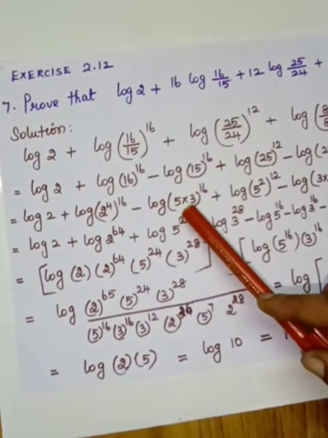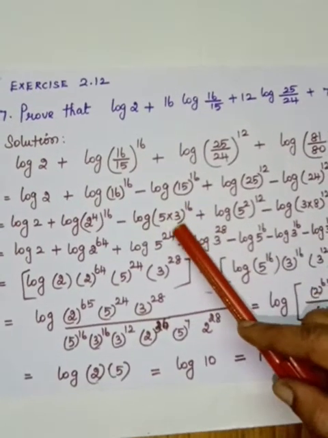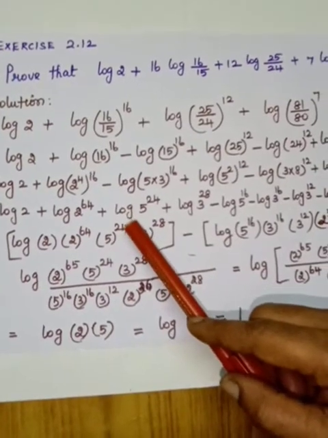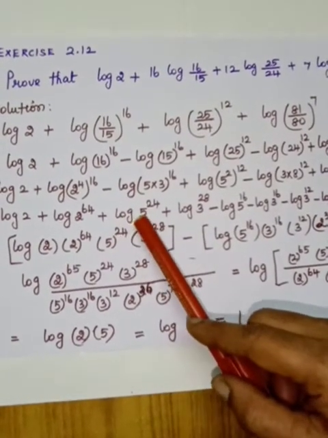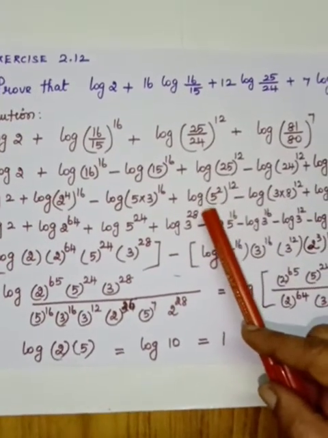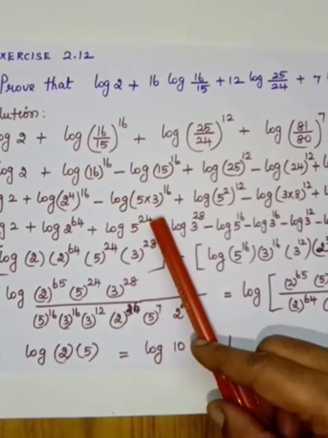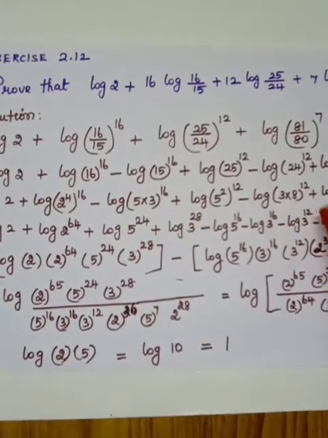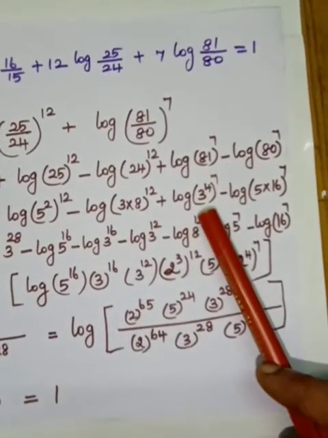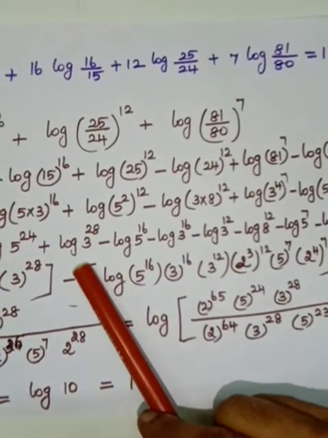Okay, so this 5 into 3 the whole power 16, how we can write? 5 power 16 into 3 power 16. So it will be written as log of, see here, the positive terms I have written first. So it is log of 5 squared the whole power 12, is 5 power 24. What is the next positive term? Here you are having log 3 power 4 to the power 7. So that is log 3 power 28. I have written log 3 power 28.